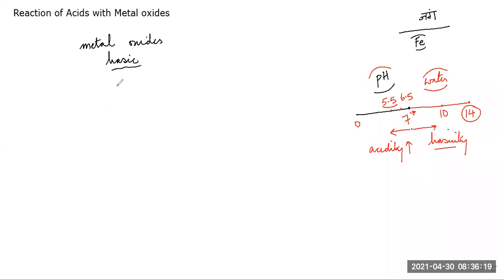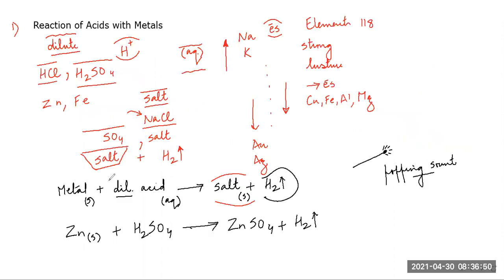Metal oxides are basic, so they are also known as basic oxides. Remember, right, students? So these metal oxides are known as basic oxides. When these basic oxides or metal oxides react with acids, what do they form? They form salt. See, in all the cases, there is salt. But students, in the first case, what was that? When acids reacted with metals, we had salt plus hydrogen.